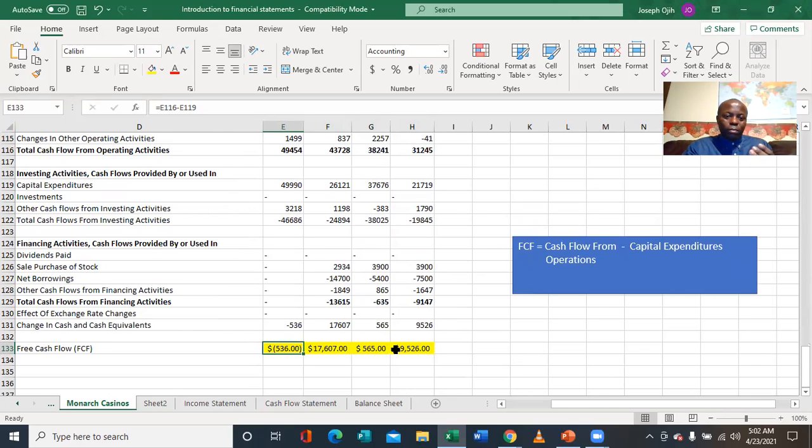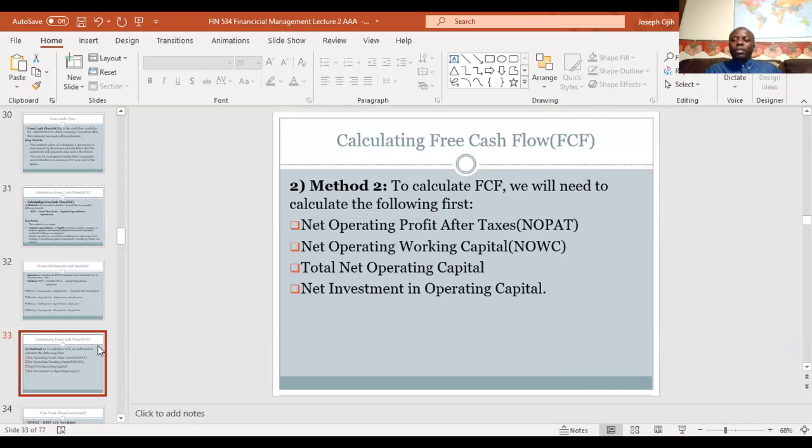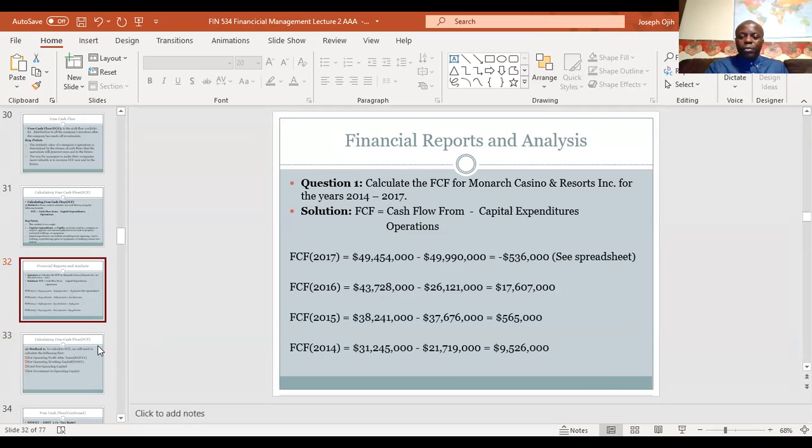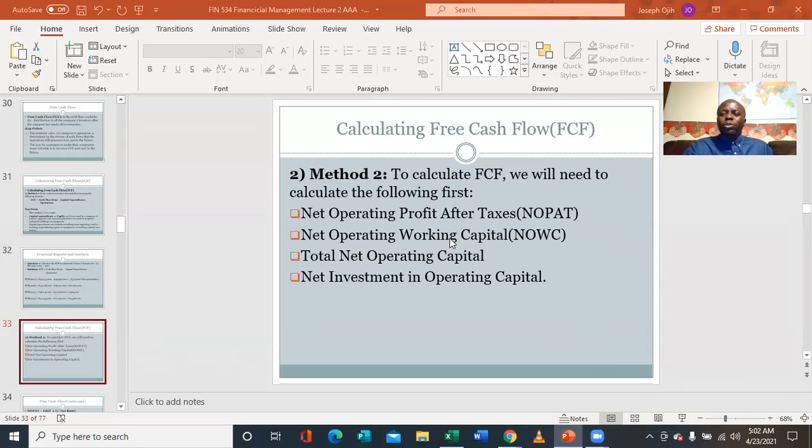But this method is so simple. It doesn't tell us a lot about the company. So that's why I want to show you the other method. That method contains more information, and I recommend that method. But if you're in a hurry, then you can use this method. Now, method 2. For this method, we are going to calculate many things. It's similar to finding the net profit because you factor in other variables that will tell you the true picture of what the company is, cash-wise.